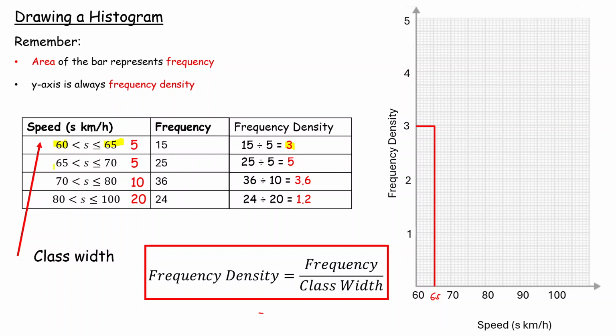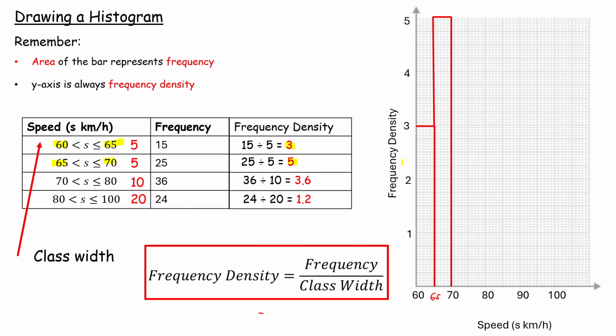The second one is between 65 and 70, and the frequency density is equal to 5. So let's go and plot that. Between 65 and 70, and the frequency density is all the way up here, which is 5, and then we go across and then back down. Your bars have got to join up together. That's really important. Really important.